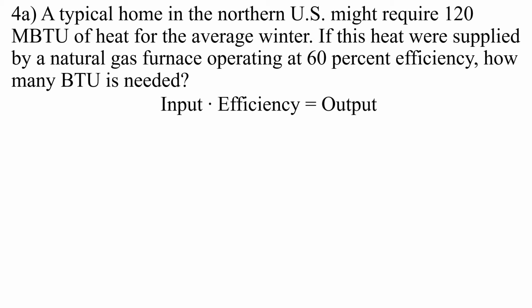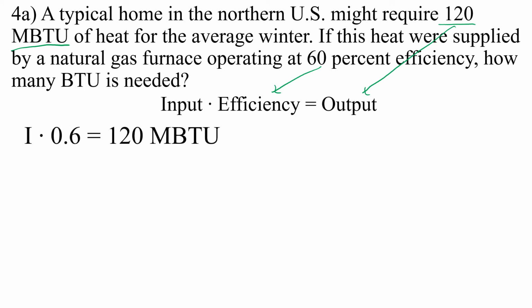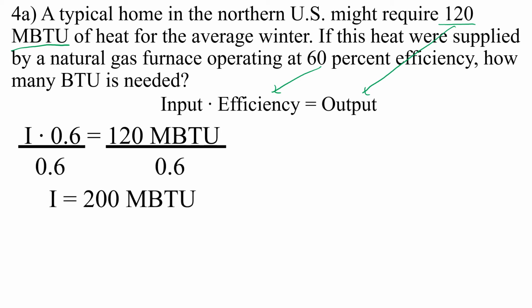So this problem says that it requires 120 MBTU of heat for the average winter. That is my output, y'all. The 60% is the efficiency, and I'm solving for input. So in order to solve for input, I'm going to be dividing by 0.6 on both sides, and I get the input to be 200 MBTU.